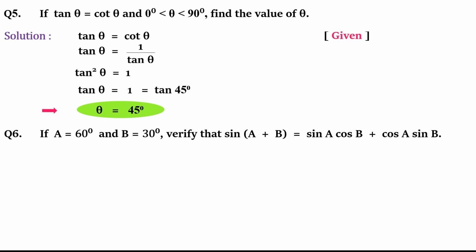Sin A plus B in the left hand side is equal to sin A cos B plus cos A sin B. So since it is verify, I said earlier also, prove that, show that, verify, anything comes, you will take left hand side, solve and reach to an answer, solve right hand side and reach to a new result, and compare the final result. If both the results are same, that means your left hand side is equal to right hand side. So let's start.